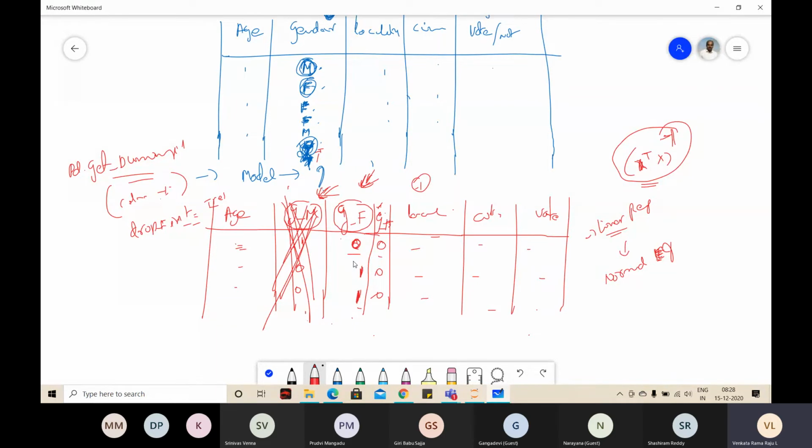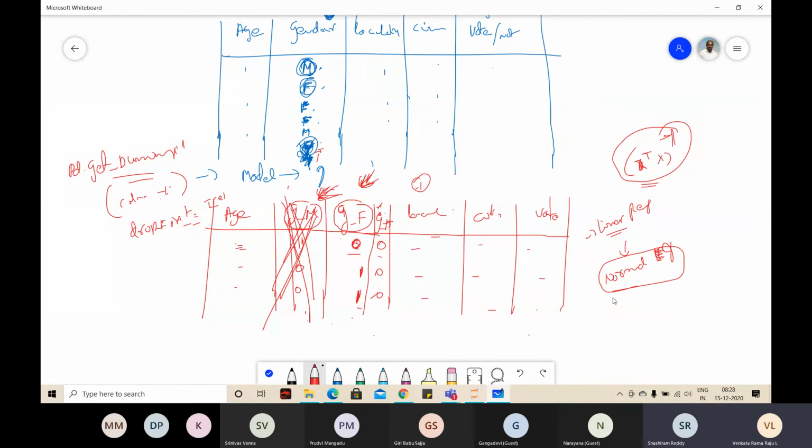Even if you eliminate one column, you can represent your categories. That's what I am trying to explain, and you will be eliminating the dummy variable trap. This is called the dummy variable trap: when you create n columns for n categories, the normal equation will fail to work. Got it?